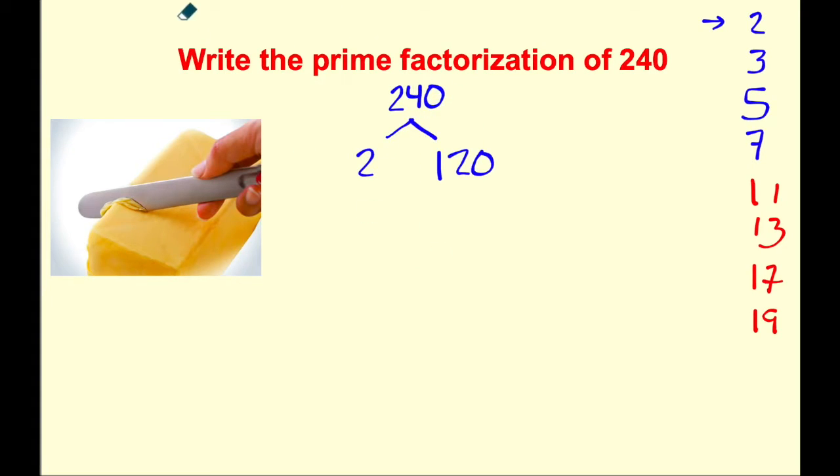We don't actually have to draw this multiplication sign. I just wanted to tell you that's what's going on. Since 2 is a prime number, I'm going to circle it, right? Because I'm trying to find prime numbers. I found one, I circle it. I'm done with it. I'm not going to touch that 2. 120 is not a prime number, so I have to keep slicing it.